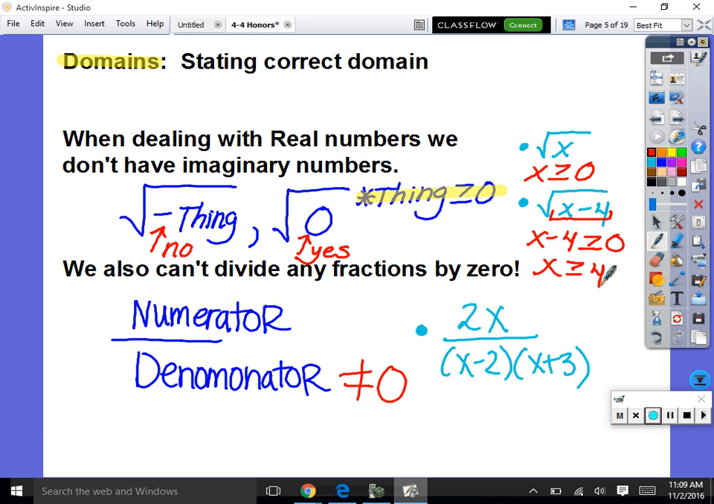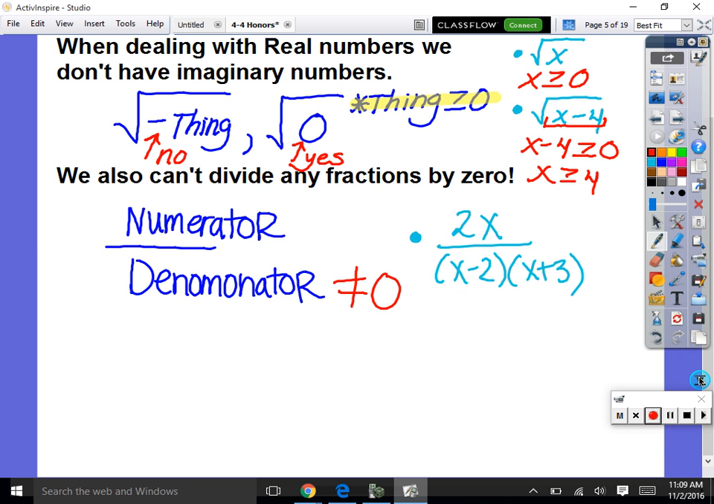And then another one is we can't divide any fractions by 0. So our denominator, we've got to say, cannot be 0. So in something like this, let's say this is a final answer. We would say, okay, the bottom can't equal 0 of a fraction. So x cannot equal what for that piece? 2, and what for that piece? Negative 3. So the domain would be all real numbers except for 2 and negative 3. Does that make sense, everybody? Any other number works here if it's a real number. Questions on that?